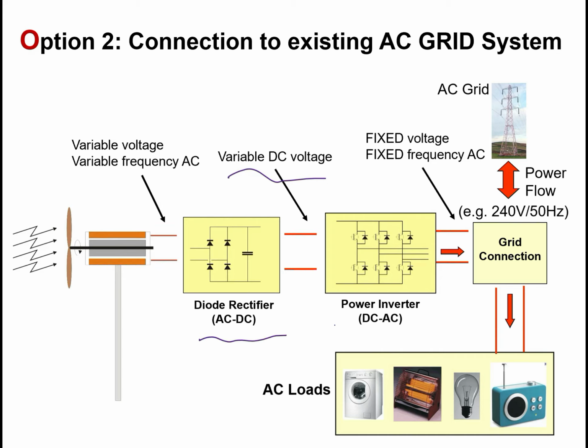So the role of this power inverter is to convert the signal to DC and then convert the DC signal to an AC signal, which is suitable to be connected to a grid connection or other types of AC loads.